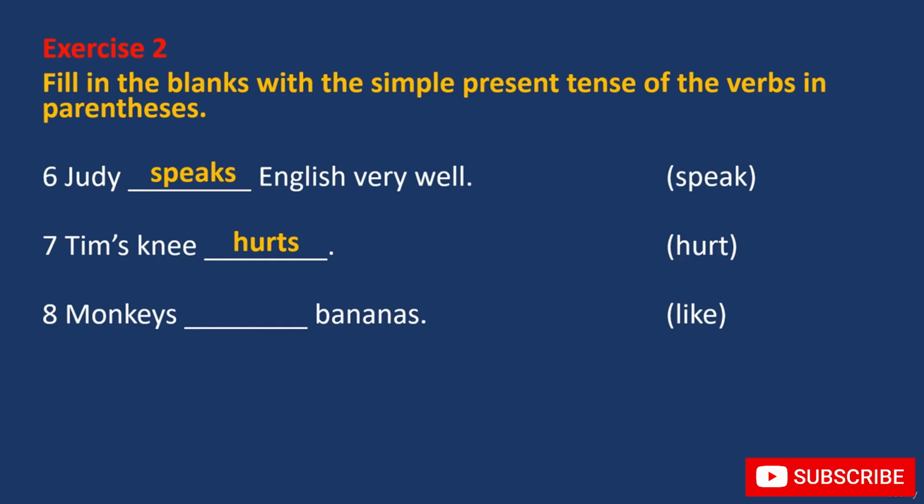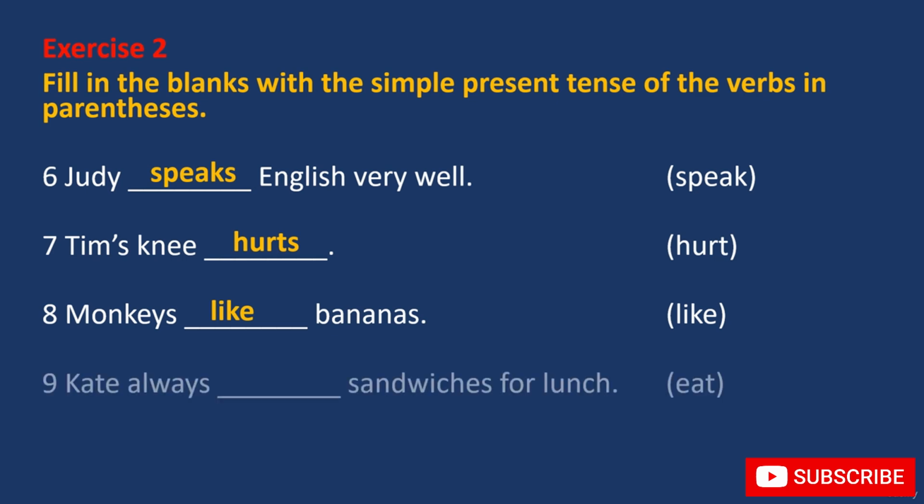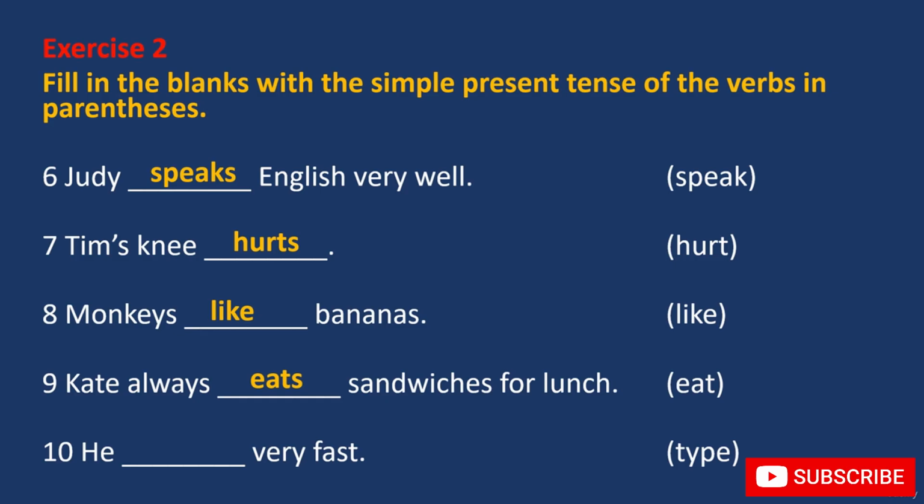Monkeys like or monkeys likes? Monkeys like bananas. Excellent. But if I say a monkey, likes? Perfect. Kate always eat or eats? Eats. Excellent. Last one here. He type or he types very fast? After he or she or it, I add s after the verb. He types very fast. Excellent. Great.